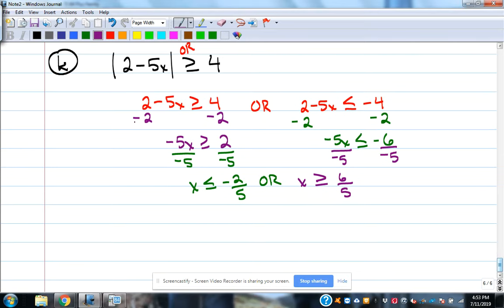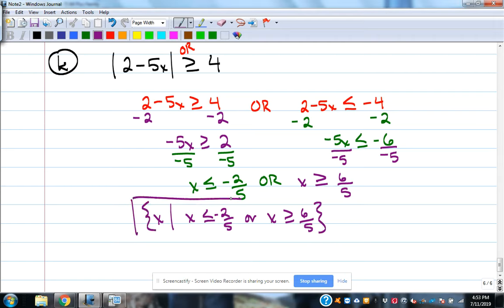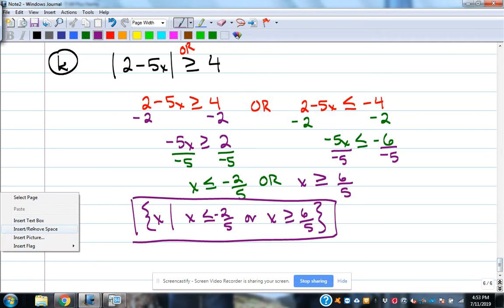The set notation, it's in the right order, so I'm just going to copy it down. There's our set notation for that. It's the inequalities. And then let's get the graph.